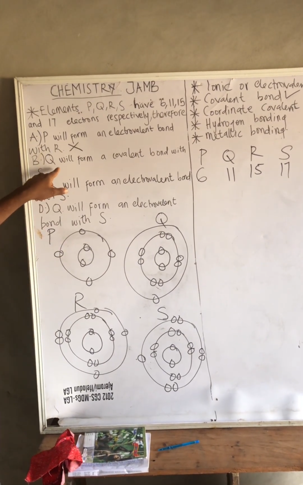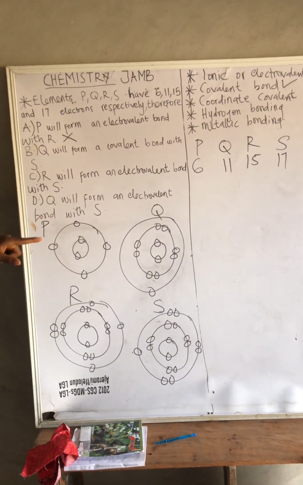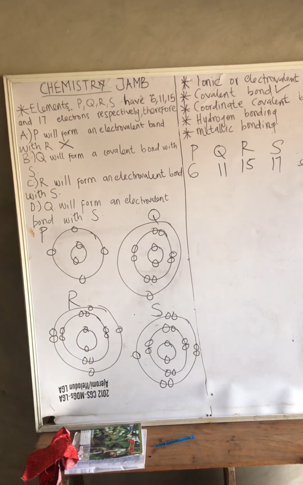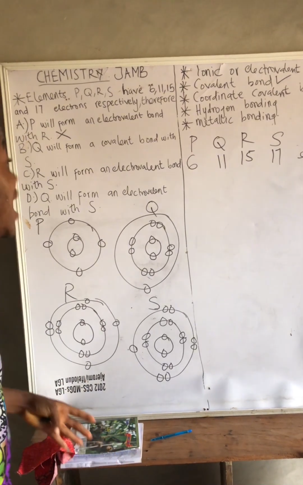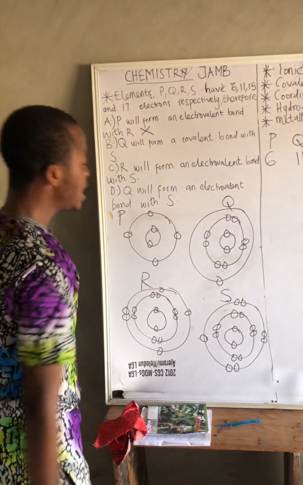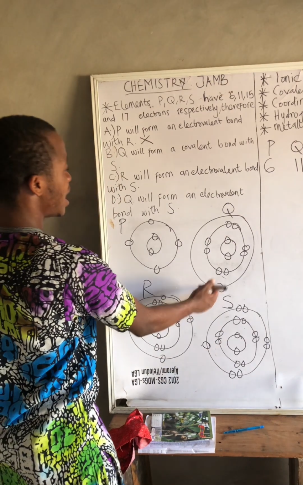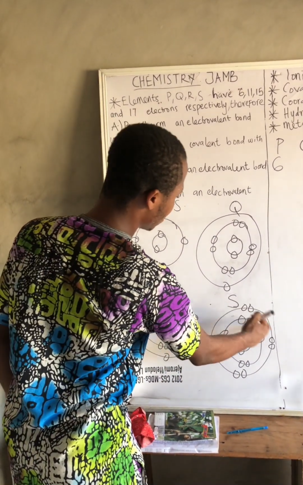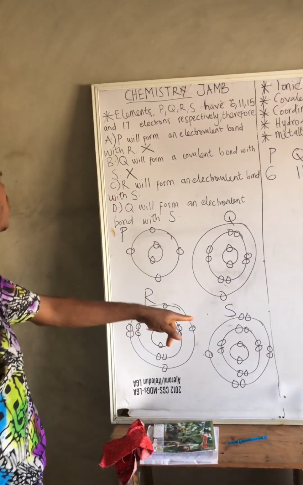Option B. Q will form a covalent bond with S. According to what I said before, covalent bonding is a type of bonding whereby electrons are shared between the participating atoms. So in this case, if there's going to be any type of sharing, if this is going to share with this and this is going to share with this, it is not going to be possible, because if this actually shares all of these 7 electrons with this, it will not be possible. So it will not work in that way.